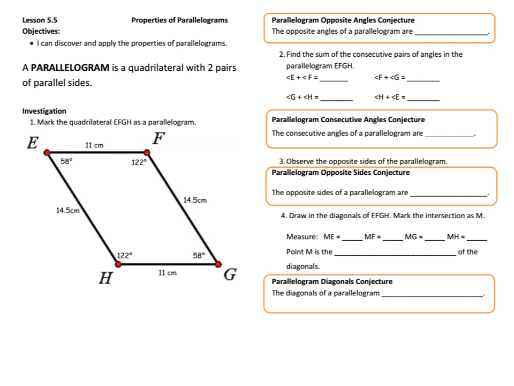Our objective for today: I can discover and apply the properties of parallelograms. A parallelogram is a quadrilateral with two pairs of parallel sides. Mark the quadrilateral EFGH as a parallelogram. So that means we need to make the opposite sides look parallel.